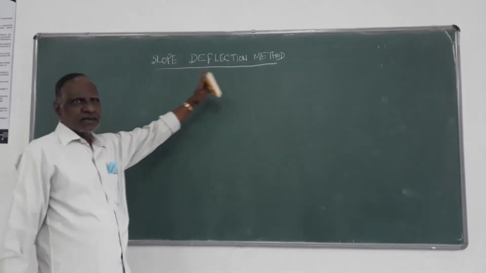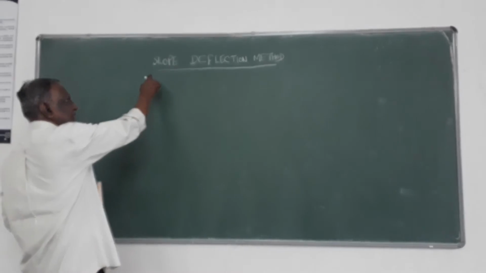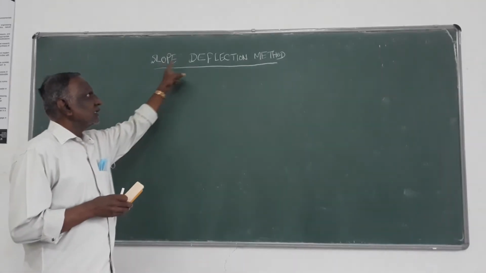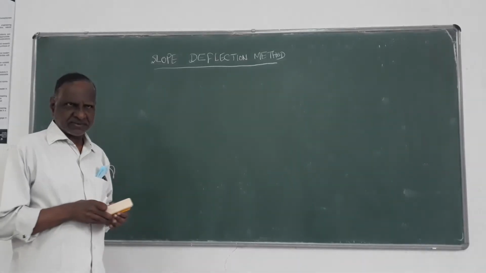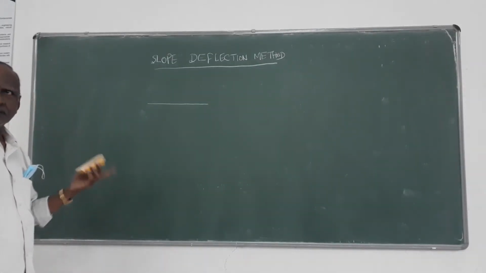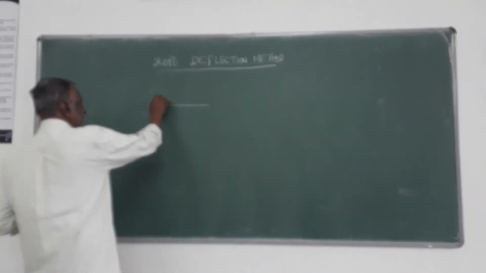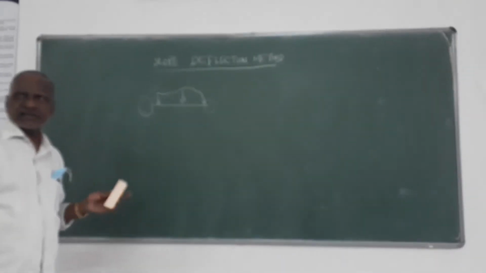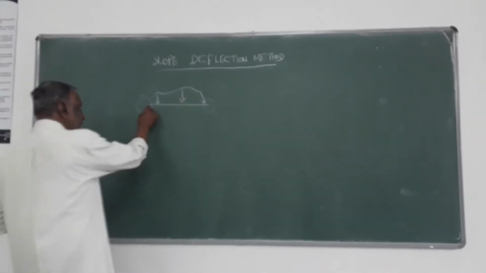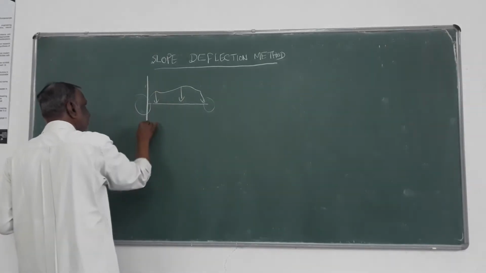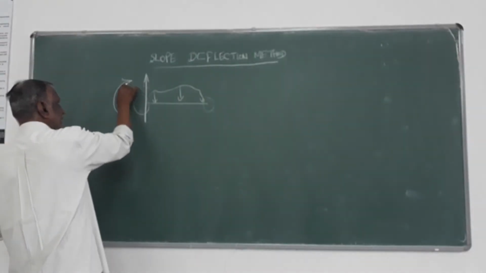Slope deflection method, as the name itself indicates, is a method of analysis of indeterminate structures using the displacements at the ends of members. You already know, if you take any prismatic member in a beam, frame or truss, subjected to some kind of loading with some end conditions at the ends, it undergoes two types of displacement. One is translatory type of displacement, another is rotation.